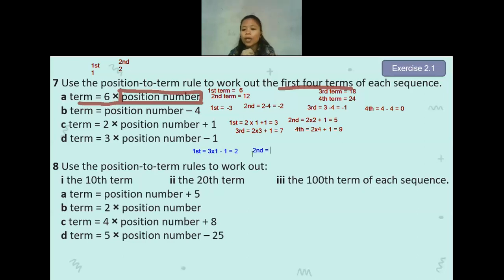For the second term, how many will it be? 3 times 2 minus 1, which is equal to 5. And then for the third term, how many will it be? It will be 3 times 3 minus 1, which equals 8. And then for the fourth term, 3 times 4 minus 1.